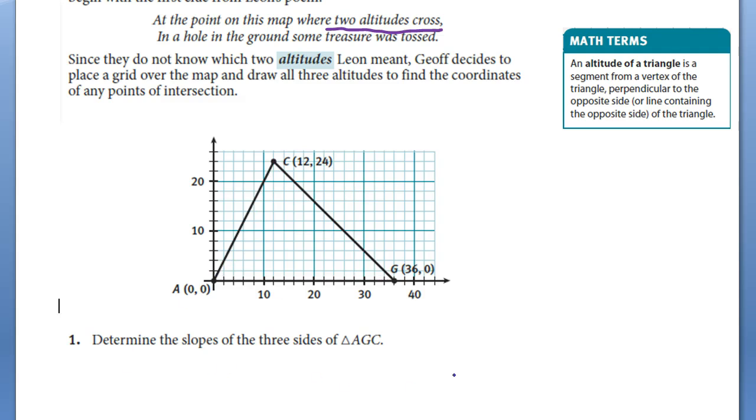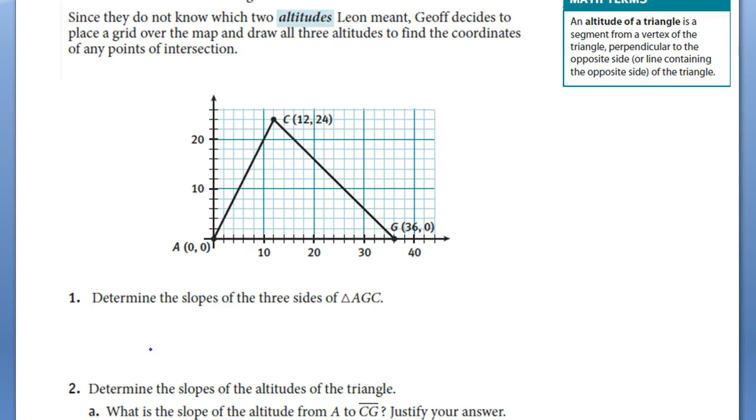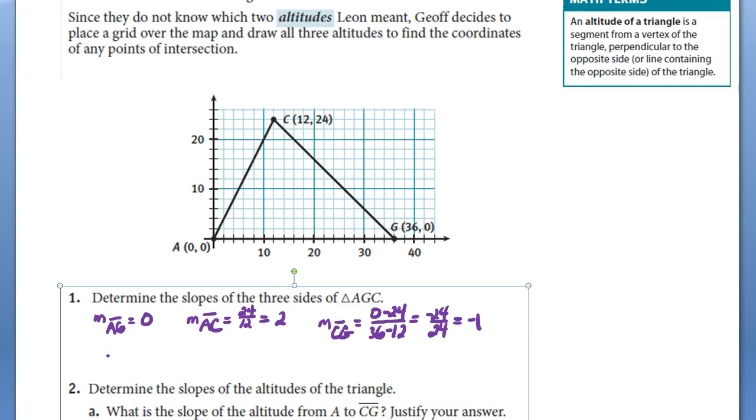Question 1. Determine the slopes of the three sides of triangle AGC. And this is shown in purple. So we have the slope, using the letter M for slope, of segment AG. The bottom of the triangle is horizontal. Its slope is 0. The slope of segment AC, so this one right here, is rising 24 units and running 12 units. 24 over 12 is equal to 2.